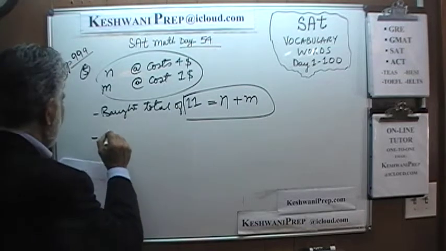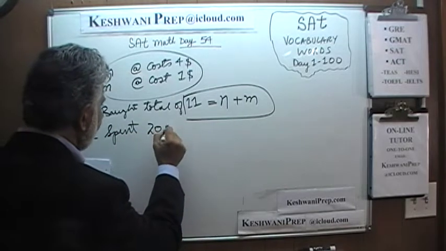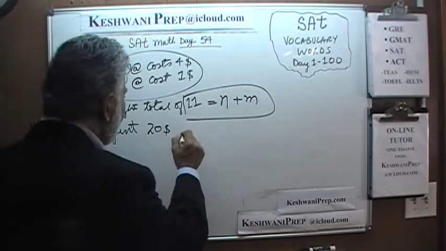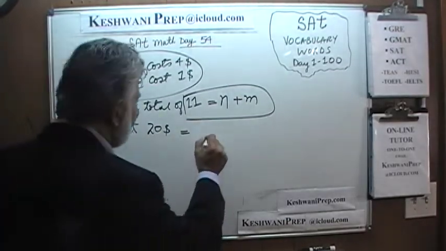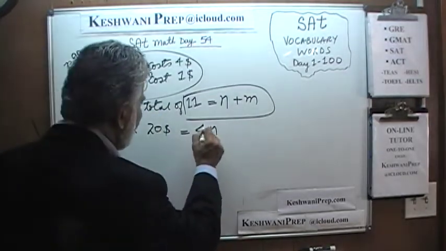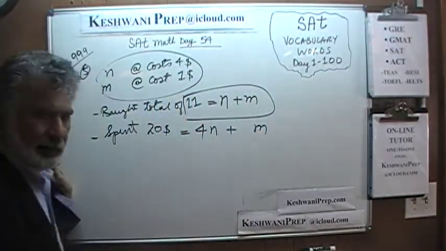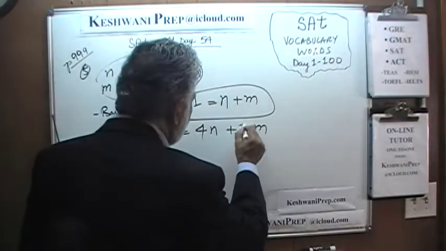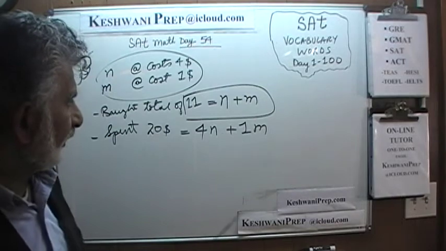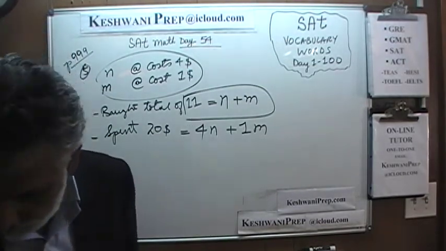We are told that we spend $20 total. That's our second equation. If we spend $20 total, and since we are buying n newspapers, and each one of them costs $4, n of them are going to cost 4 times n. Since we are buying m magazines, and each one of them costs $1, we're going to spend 1 times m on magazines. That's our second equation. That's our first equation. That's all it is. Substitute one equation in terms of the other and solve for whatever they're looking for. They're looking for n.